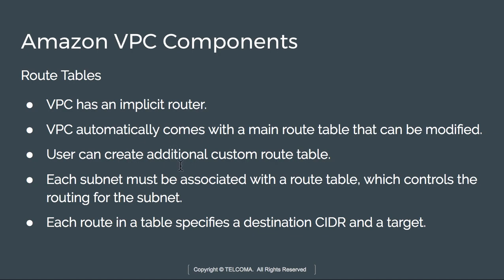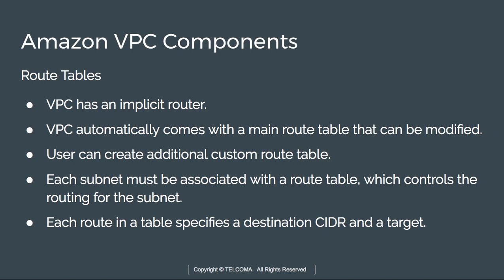VPC automatically comes with a main route table that can be modified. User can create additional route tables also. Each subnet must be associated with a route table which controls the routing of the subnet. Now subnet, like we discussed, is a segment of Amazon Virtual Private Cloud IP address range where we can launch our EC2 instances, RDS databases, and other resources.